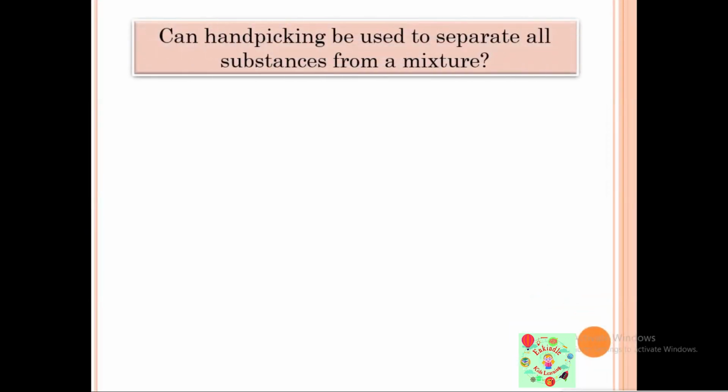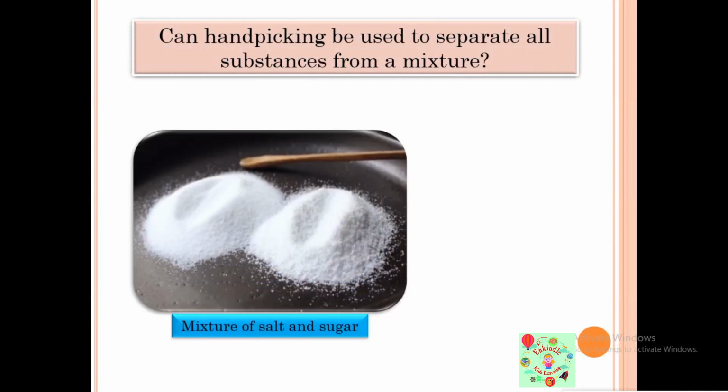Okay, now I have a question for you. Can hand picking be used to separate all substances from a mixture? Confused? Let's look into this example. What is this? A mixture of salt and sugar. Will you be able to separate salt and sugar from this mixture using the hand picking method?